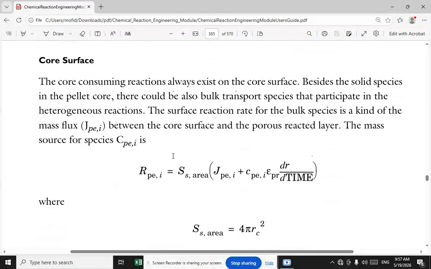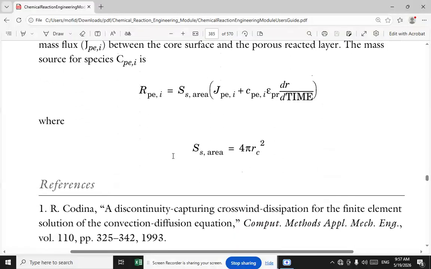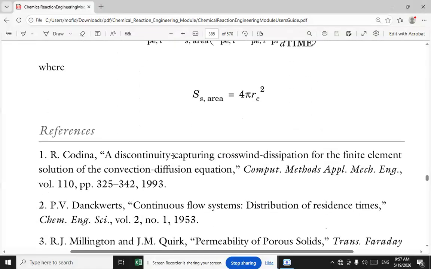The mass source of the species C pellet I is equal to R pellet I, which is equal to SA area multiplied by J pellet I plus C pellet I epsilon PR and dr divided by d time, where SA area is equal to 4π RC to the power of 2.